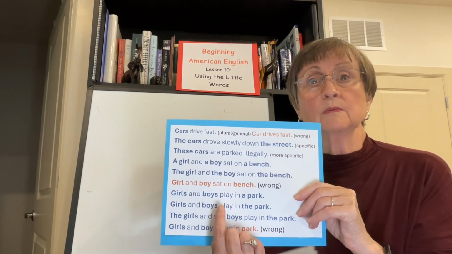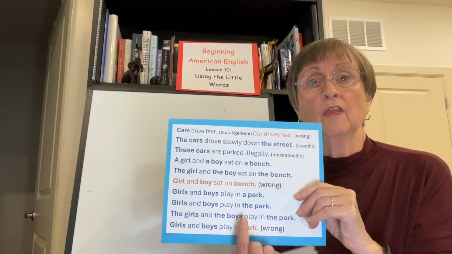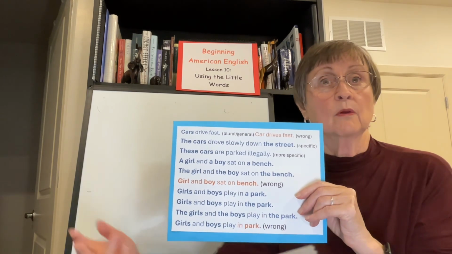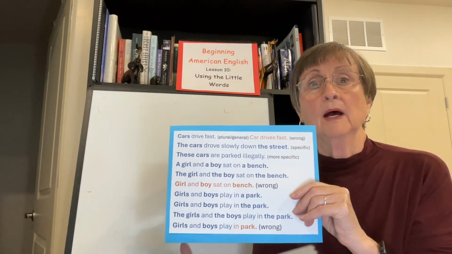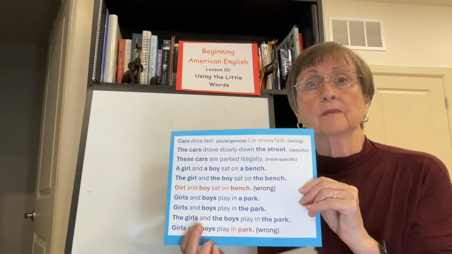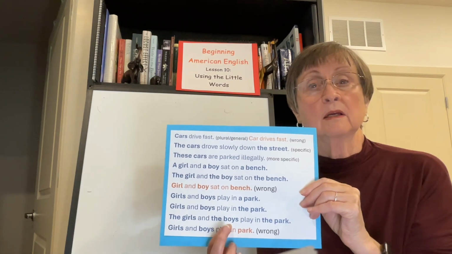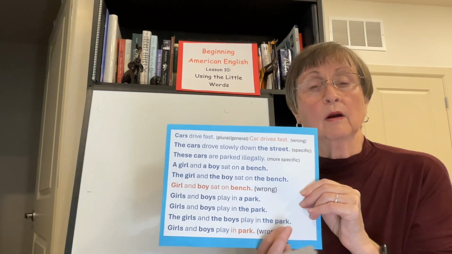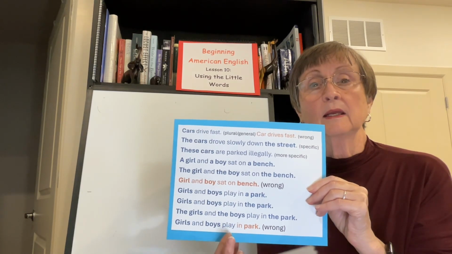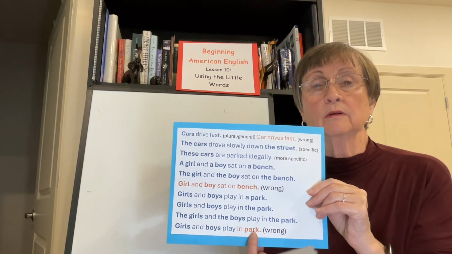Girls and boys play in a park. Girls and boys play in the park. Here, I don't know which park. I just know they do that somewhere. But girls and boys play in the park. I know which park I'm talking about. The girls, I know which girls, and the boys, I know which boys play in the park. I know which park. Girls and boys play in park. Need something for park. It's a singular noun.